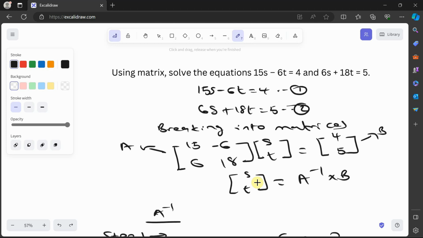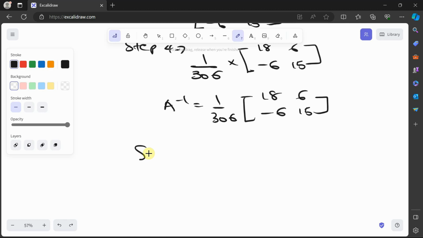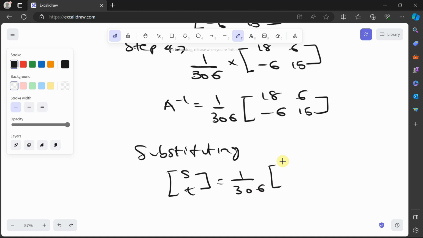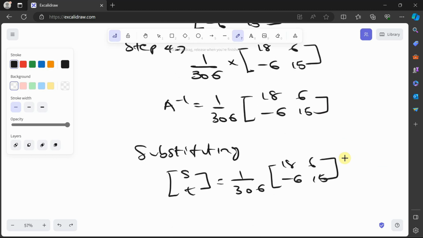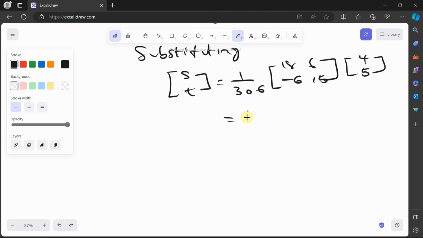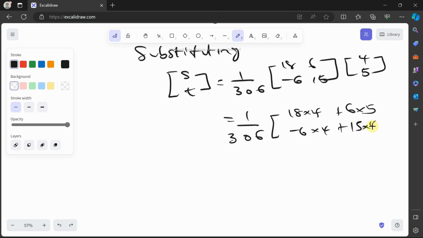The next thing to do is now to substitute this value so that we can find S and C. So substituting, S and C would be equal to 1 over 306, open brackets, 18, 6, minus 6, 15, and then multiplying what is our B? Our B is 4 and 5. So this is 4 and 5. Let's do the multiplication together. So that will be 1 over 306, open brackets, 18 times 4 plus 6 times 5. And then minus 6 times 4 plus 15 times 5.